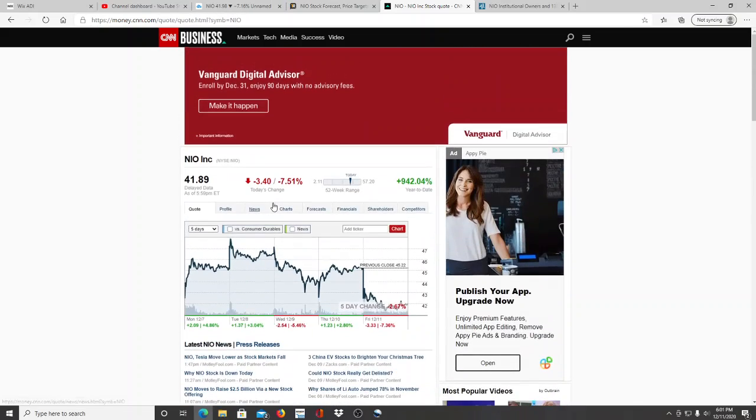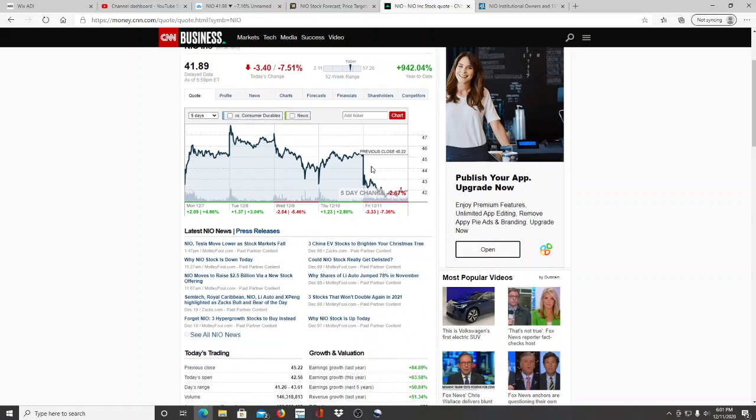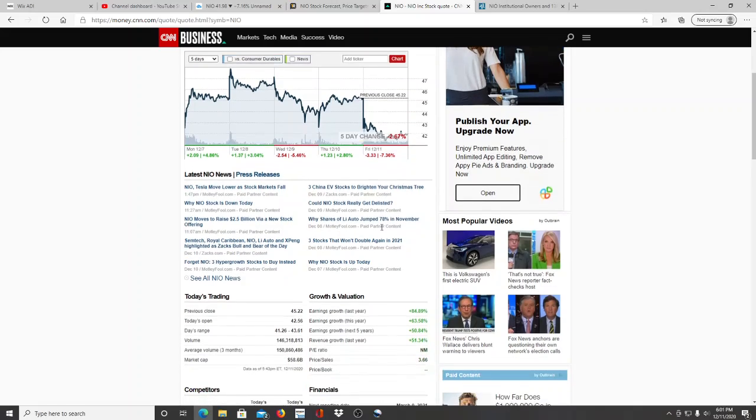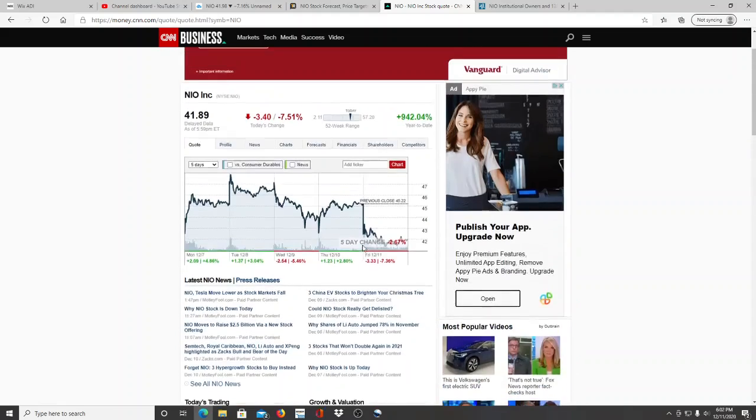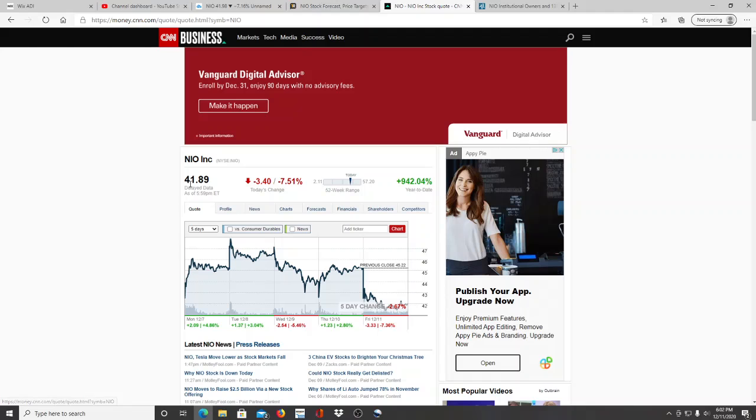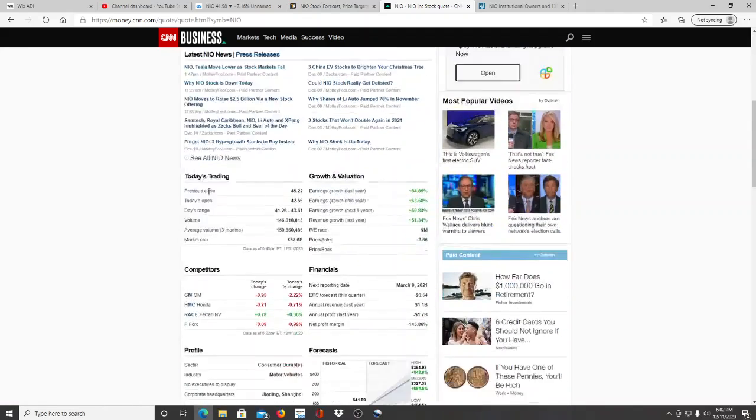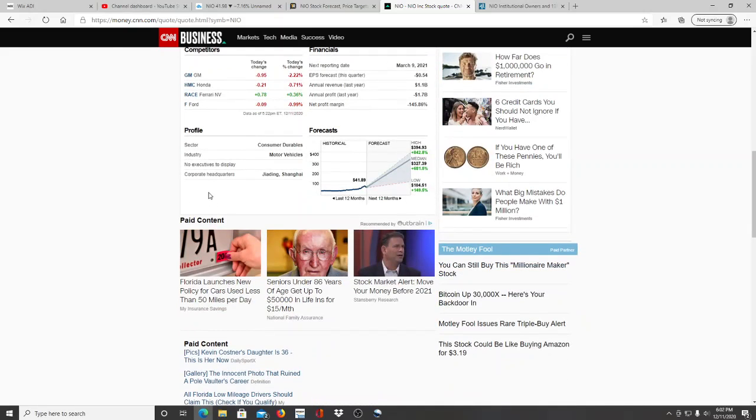NIO has been up almost 1,000 plus percent year to date. I mean, it hit 1,000 plus, but right now it's at a 942% change year to date. That's impressive. But they're trying to add another 800% on their high end, 600% on their mid end, and on their low end 150% from where it's at right now. So from 41.89, which was the most recent price, and it's a little bit delayed, but that's the price they're showing, which is pretty accurate to where we're at with NIO right now.